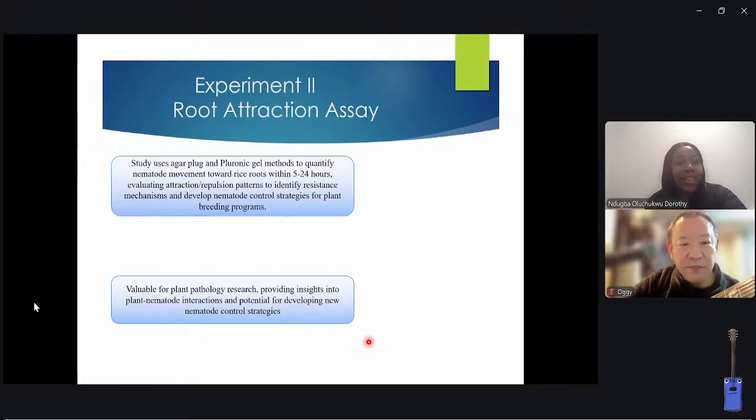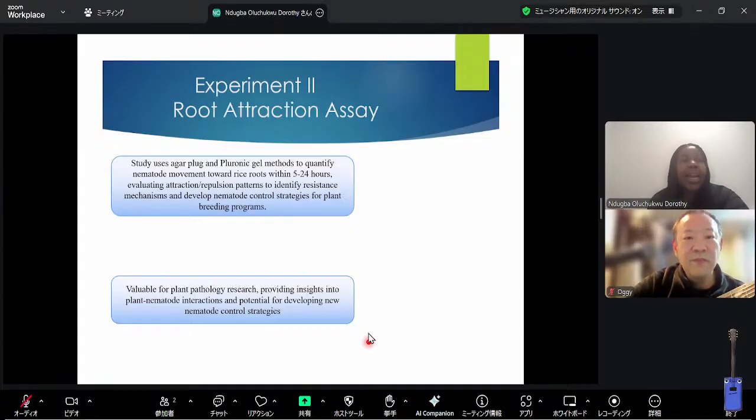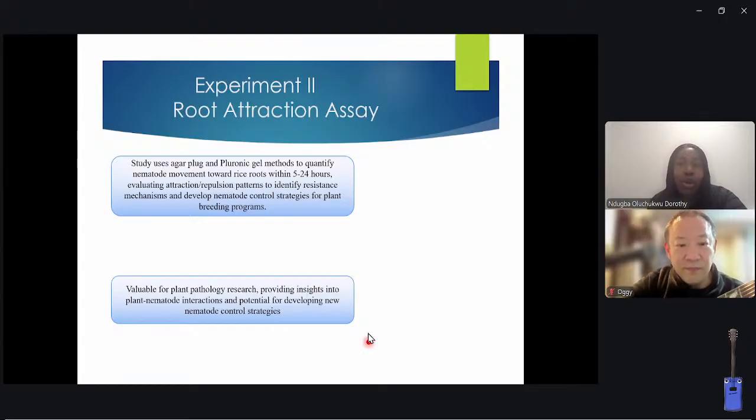And as I was explaining last week, I said that I'm going to continue the second half of the experiment this week. So in this week's topic, we're going to be talking about the root attraction assay, which is the experiment 2. So somebody might want to ask, why root attraction assay, right? So a root attraction assay in nematode research is just an experimental method that we use to measure how strongly nematodes, typically plant parasitic or root knot nematodes, are attracted to this plant's roots, right?